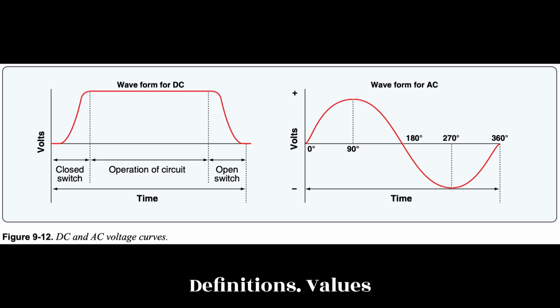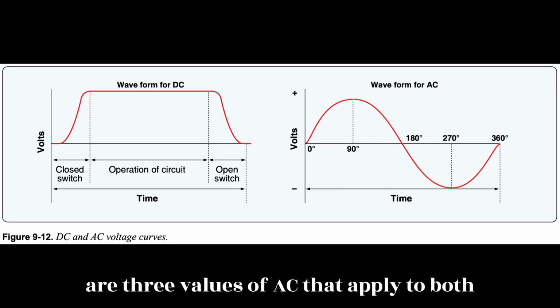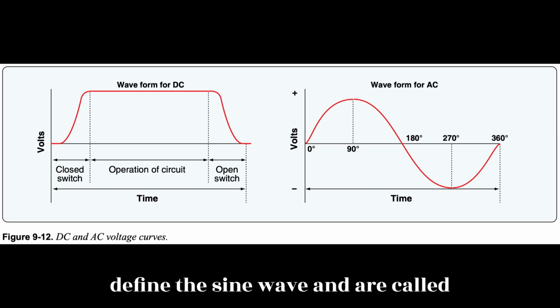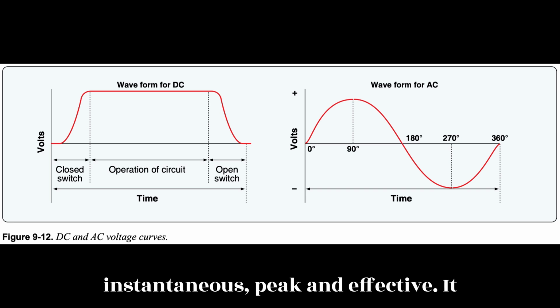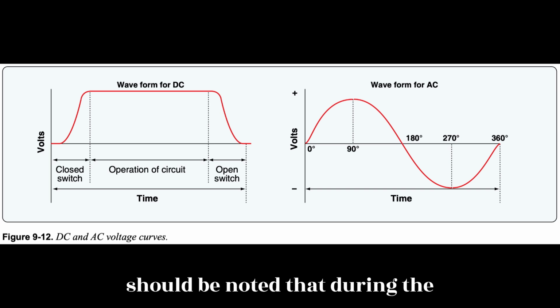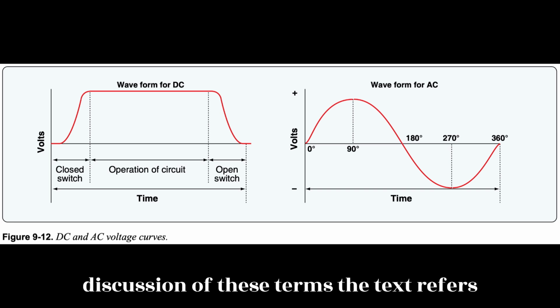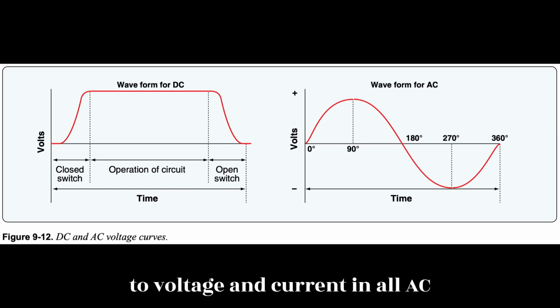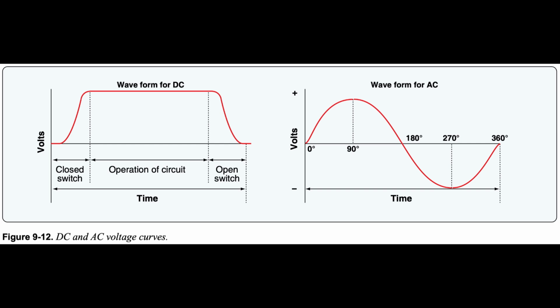Definitions. Values of AC. There are three values of AC that apply to both voltage and current. These values help to define the sine wave and are called instantaneous, peak, and effective. It should be noted that during the discussion of these terms, the text refers to voltage. But remember, the values apply to voltage and current in all AC circuits.